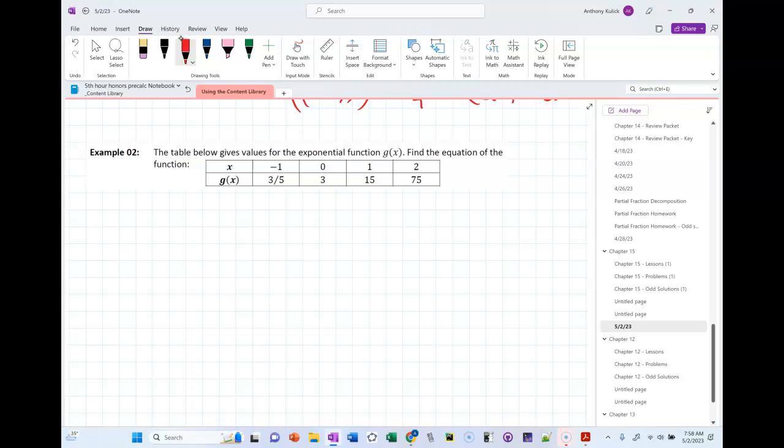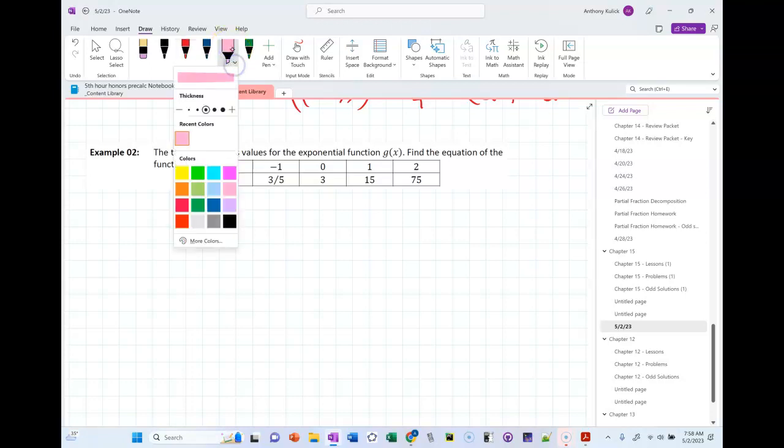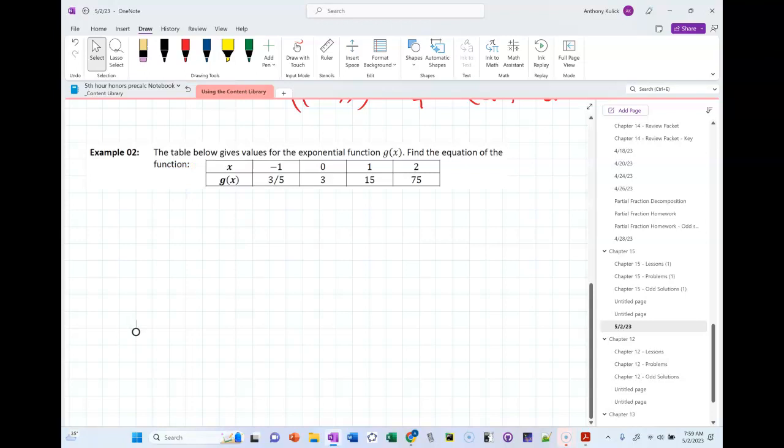Let's take another example. This time I've given you some values for x and g of x, and we're asked to write the exponential function. So we're given a whole bunch of these points. I really only care about 2 of these points. Which 2 would be the 2 that I would want to use? What's going to make my life easiest?